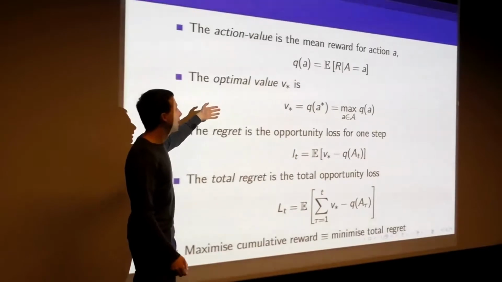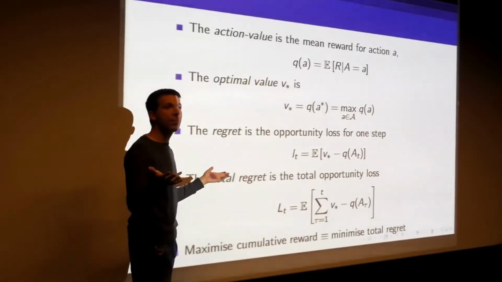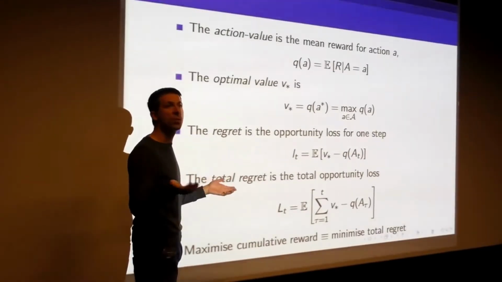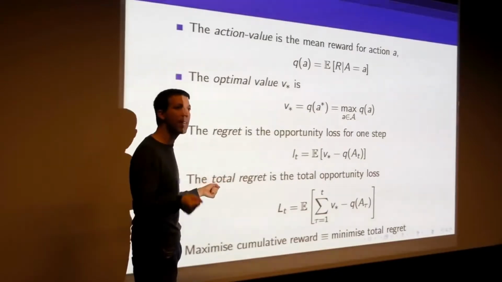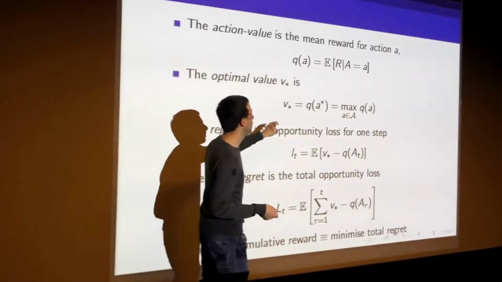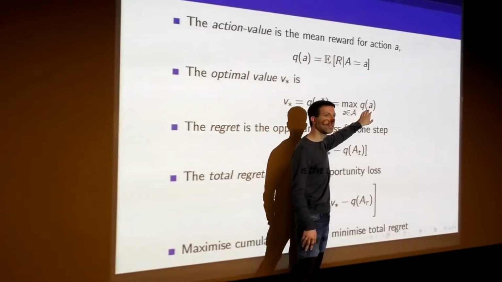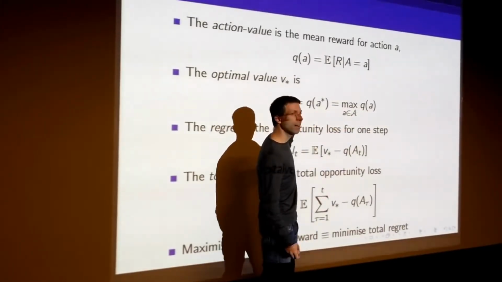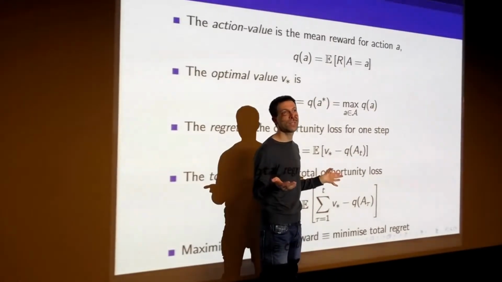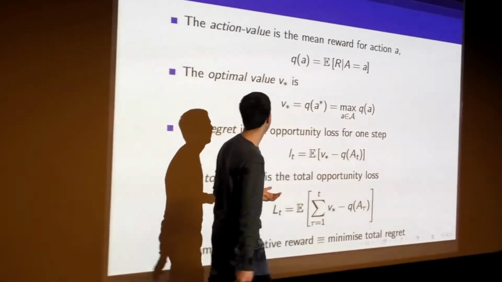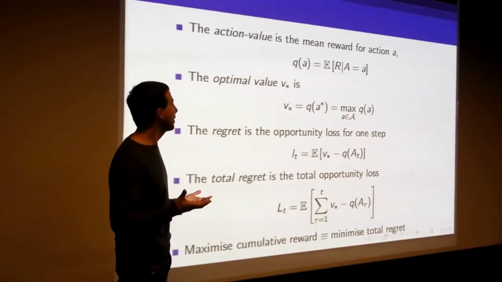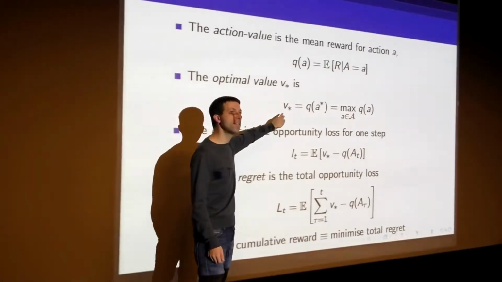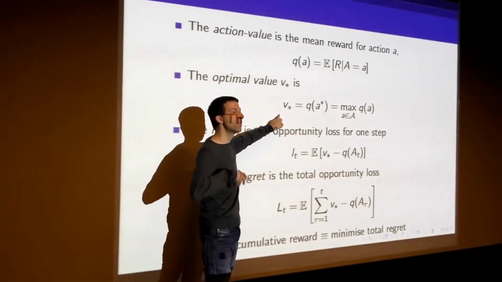And the optimal value is the best that we could possibly do. If we knew which machine paid out the most, we would just always pick that machine again and again and again. So we would get the max of all our Q values because we'd always choose the machine with the maximum payout. And that's V star. That's the best we can do in this domain. We can just keep getting V star again and again. So the regret then is how much worse we do than V star. V star is the best we could possibly get.